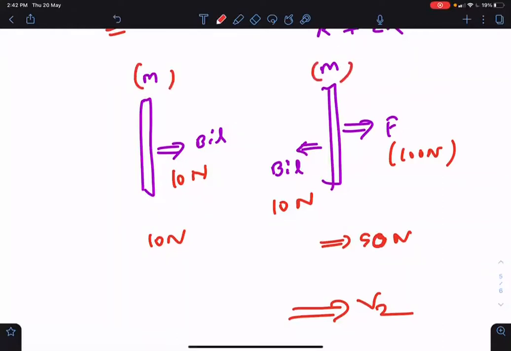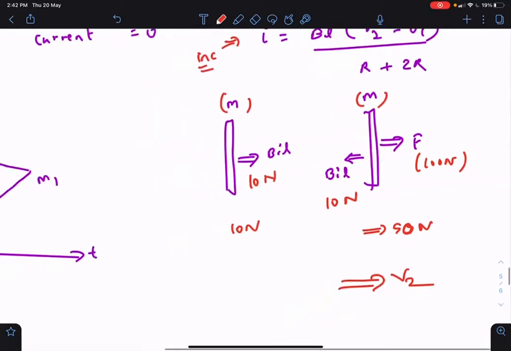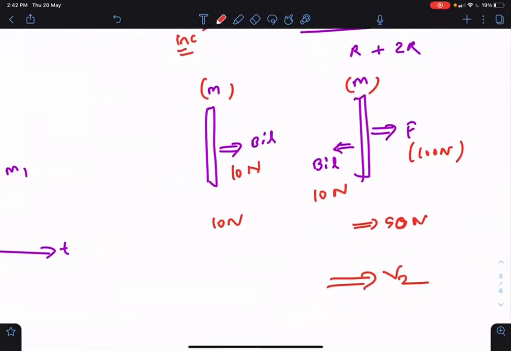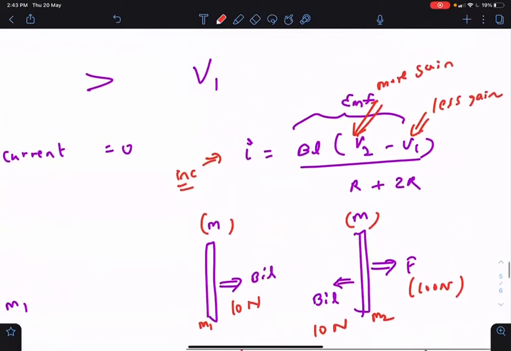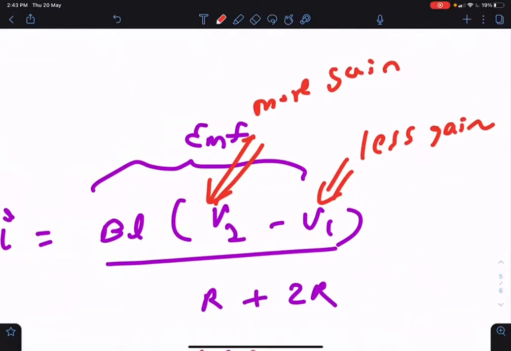Or we can take different masses also. Let's say the same mass only, and we'll take different masses later. So with 10 Newton, this becomes 90 and this becomes 10. So the acceleration of M2 is still more and the acceleration of M1 is still less. So M2 gains more velocity, M1 gains less velocity. So the difference will again increase.